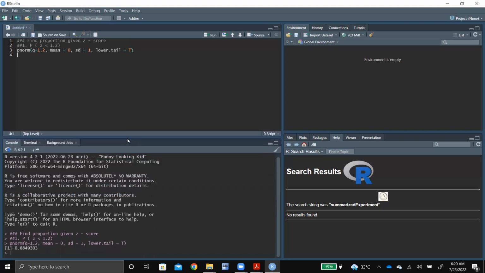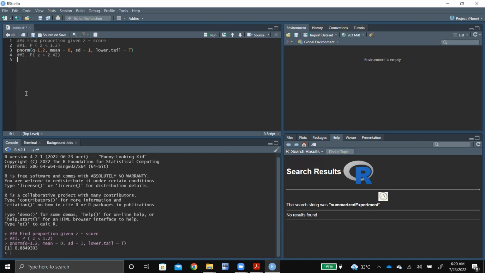So the proportion is 0.8849. Now, for the second problem, find the proportion or the probability that z is greater than 2.42. What is the difference between number 1 and number 2? In number 1, we had z less than, and in number 2, we have greater than. So most of the things should remain the same. The only things that should change are the value of q and lower.tail.